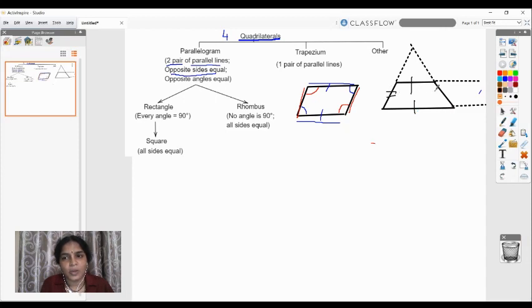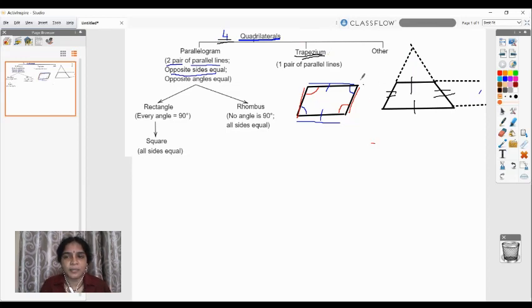This line is not parallel to this line. So first we saw both the lines parallel, we get a parallelogram. We get two pairs: one pair of parallel lines and another pair of parallel lines. Two pairs of parallel lines out of four lines, we get a parallelogram. If it is only one pair of parallel lines, we get a trapezium.